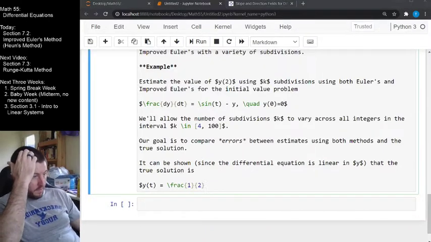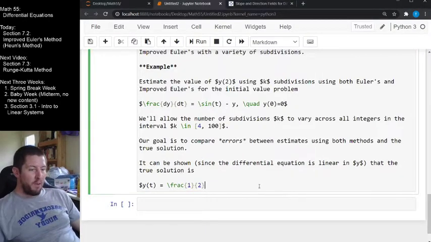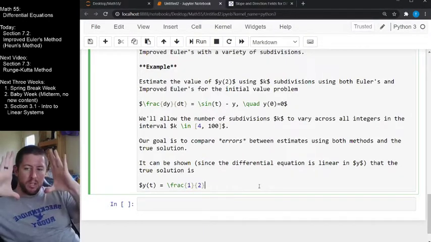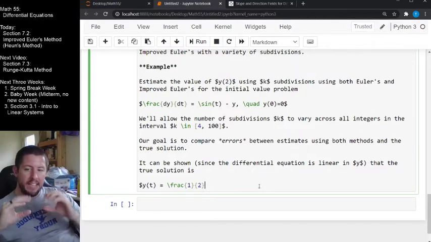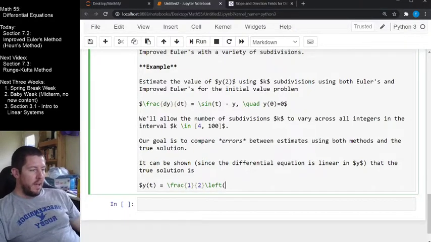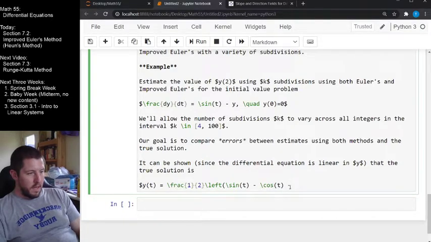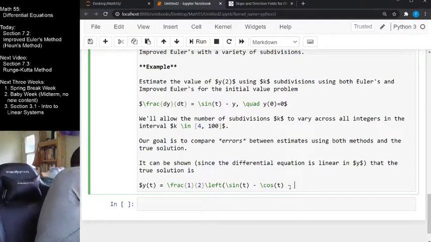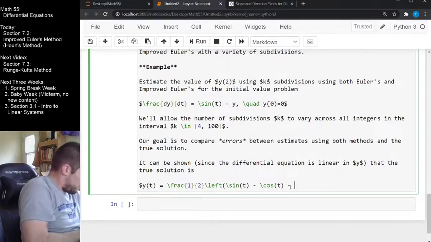Here's some other slightly fancy math formatting. To have brackets or parentheses that will grow to any size needed depending on what's contained, you can do slash left, and then left parenthesis, and similarly we'll do that with a right on the right here. So I want sine of t minus cosine of t minus, isn't this the thing that I did ever so slightly wrong? I think that's a plus right there.